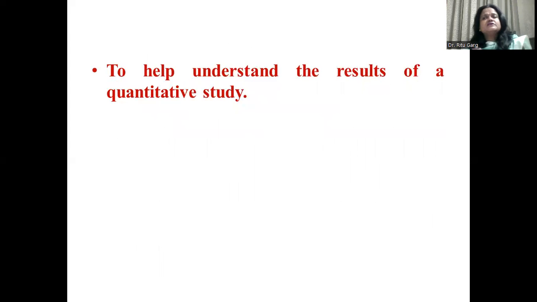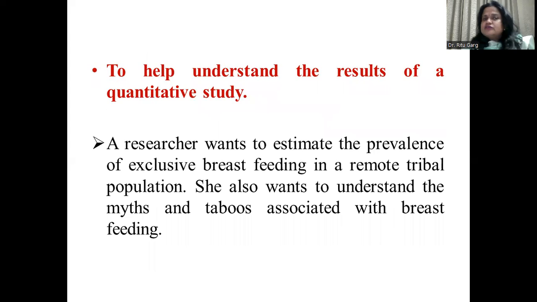Another use of qualitative research method is to help understand the result of a quantitative study. Like if a researcher wants to estimate the prevalence of exclusive breastfeeding in a remote rural population. Suppose the researcher has done the study and found that the prevalence of exclusive breastfeeding is very low in that particular area. Then he will do a qualitative study to understand why this prevalence is low.